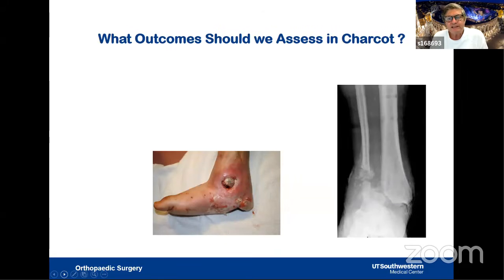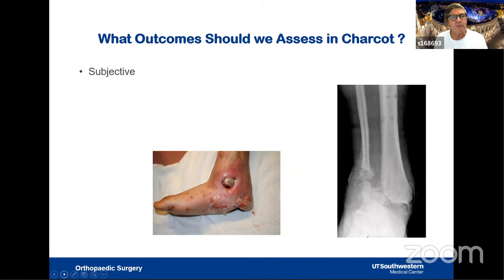So what I would ask is, if we're going to treat Charcot, what outcomes should we assess as we look at series? Because we really have to follow. We don't know the answers. Is surgery better than non-surgery? There's no randomized controlled study that tells you this.